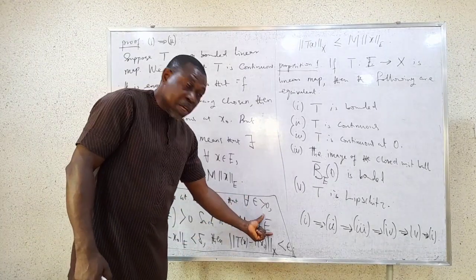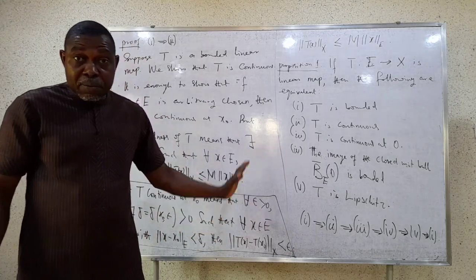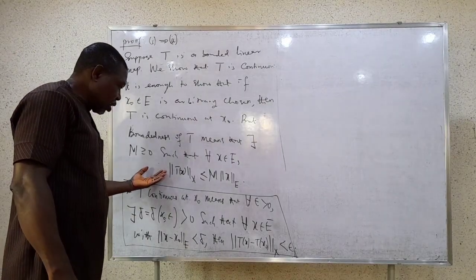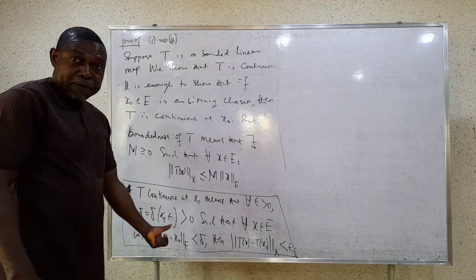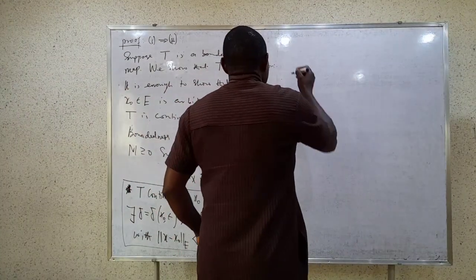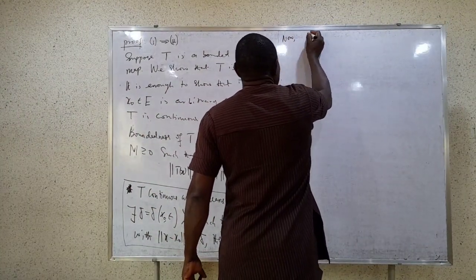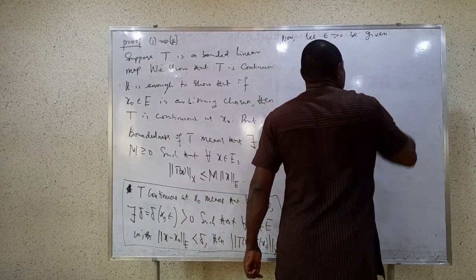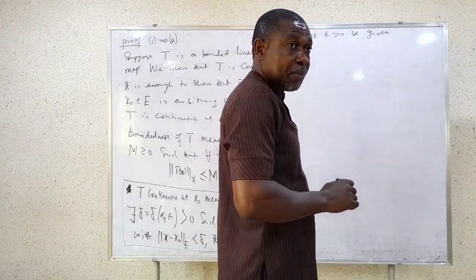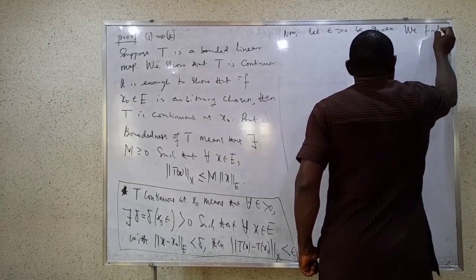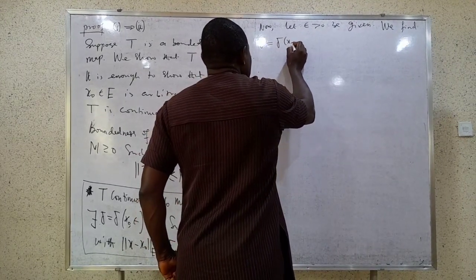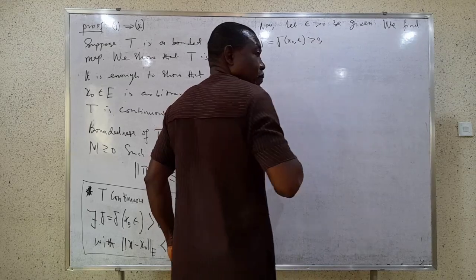Remember, I'm taking E as the domain of T. I'm assuming that E is the domain of the operator T. Given that T is bounded, we want to achieve the above. So now let epsilon bigger than 0 be given. We find delta, which is a function of x naught and epsilon bigger than 0.